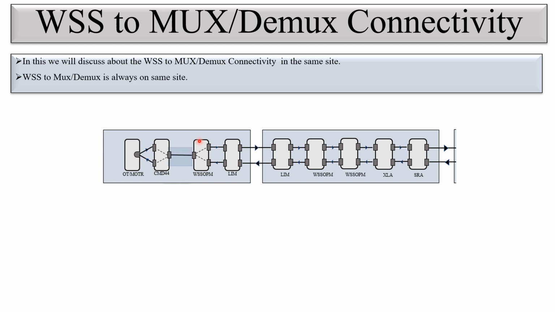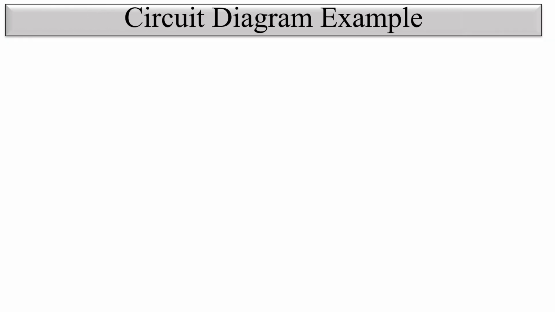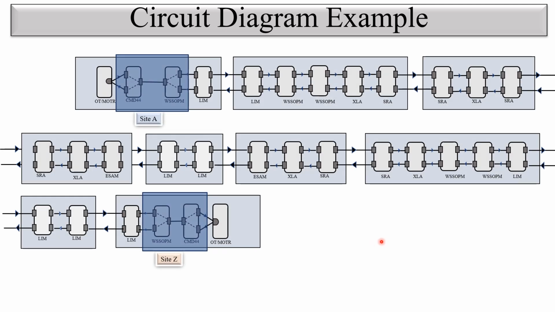So here you can see we will focus on this part, CMD44 and WSS OPM. Let's see how the CMD44 and WSS are physically connected in the DWDM signal flow. I have taken this circuit diagram as a reference, in which you can see this is a point-to-point connectivity for a lambda, in which we have already discussed the physical connectivity between optical transponder, muxponder and CMD44.